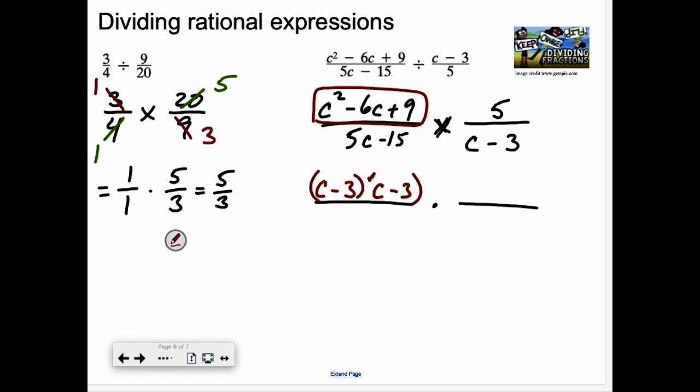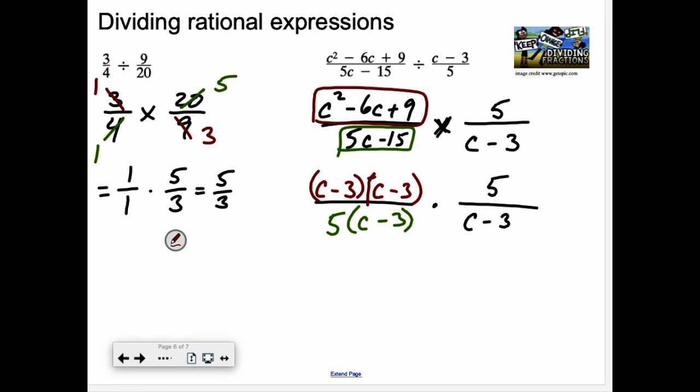My smart board decided it didn't want to work right there. This is just going to be a GCF, 5, c minus 3, and then the rest just gets brought down. So we have 5 and c minus 3.